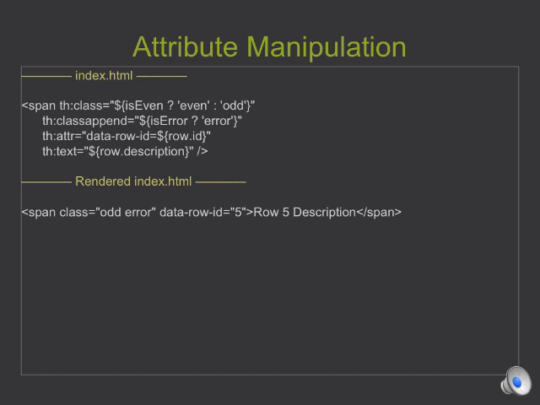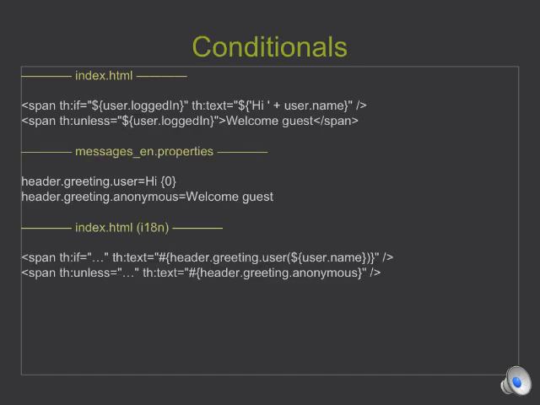Okay, so no templating engine is complete without conditionals. So there, the Thymeleaf idiom is to use th:if and th:unless with the same expression inside the two of them. And so here we can see that we've got this user object in our model. And if the user is logged in, then we're going to render some text, and we're going to say hi, and then the username. Otherwise, if we don't, we can have just a welcome guest default string printed out.